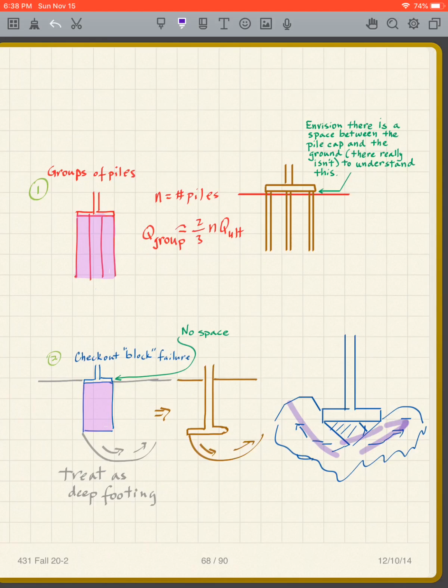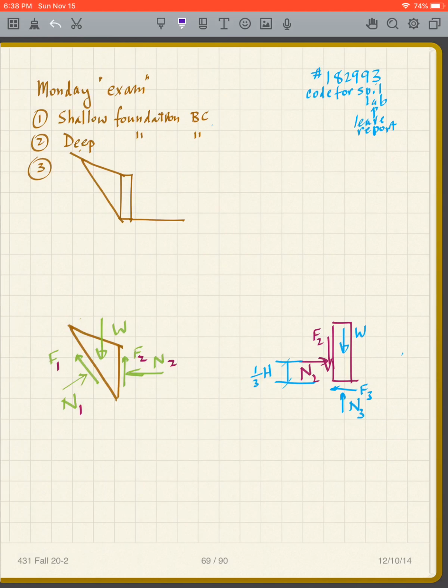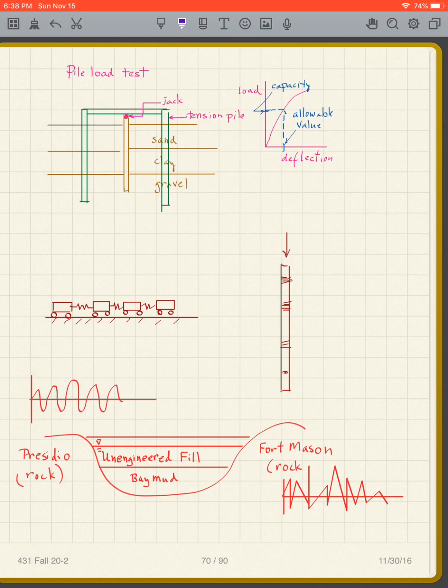I don't want to get into it, but it's not necessarily the nice clean failure surface that we have been assuming. So there are some problems with this when you go to deep footings, but no matter, that's the way we look at it. I want to say a couple other things.